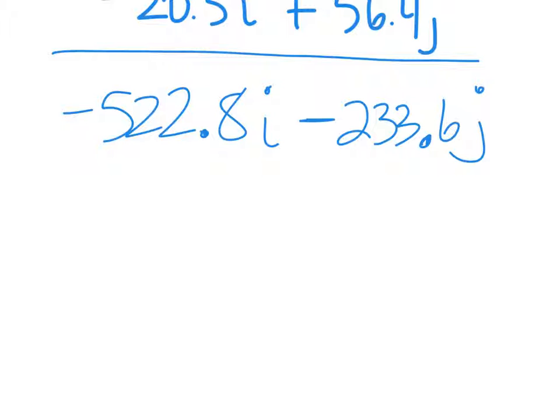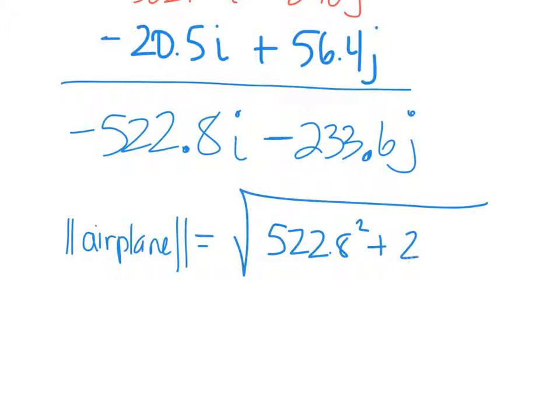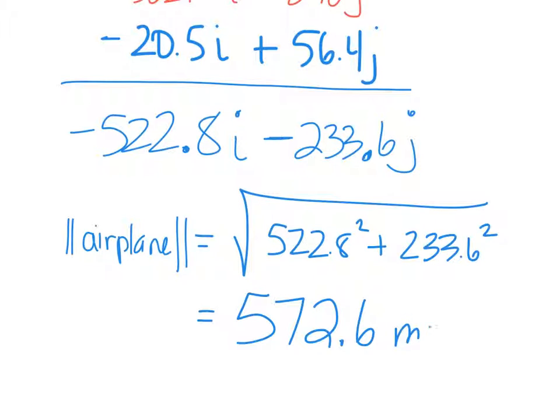So now I find the magnitude of my airplane, which would be the ground speed, by little Pythagoras. So I square the x component, and I square the y component, and that gives me my magnitude, after I square root everything, of course. So this plane is flying at a ground speed of 572.6 miles per hour.